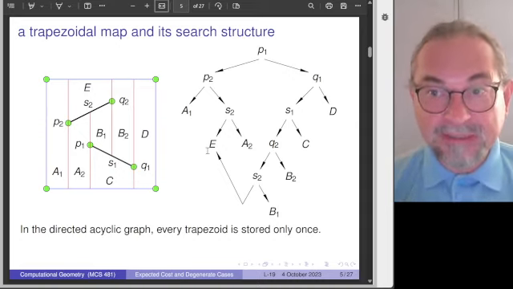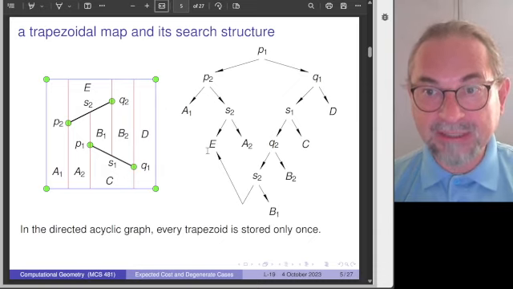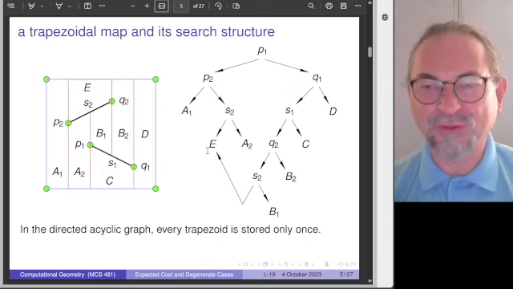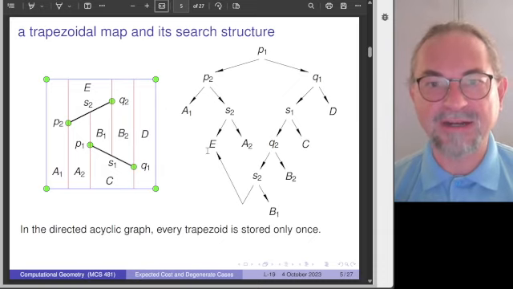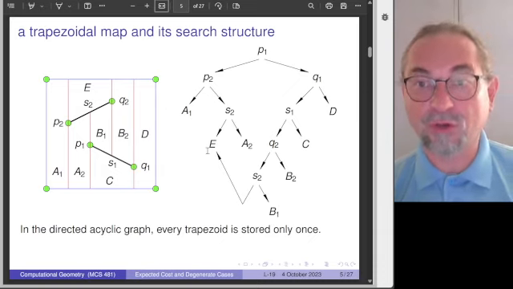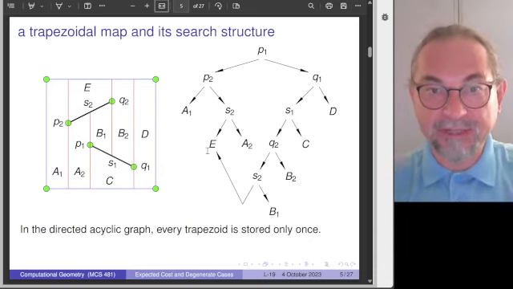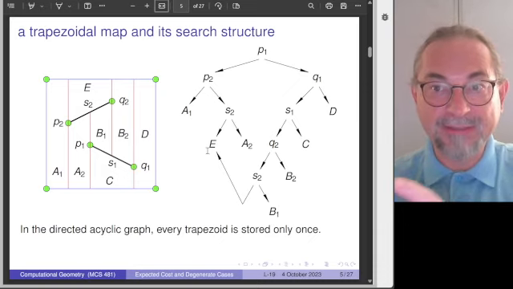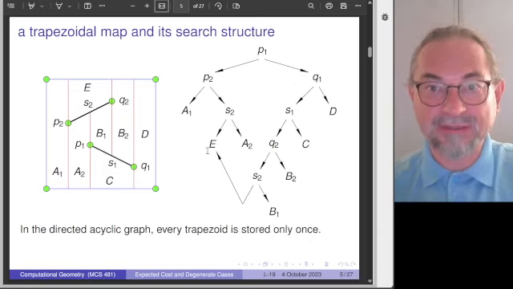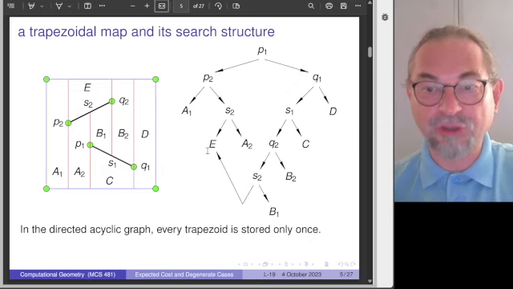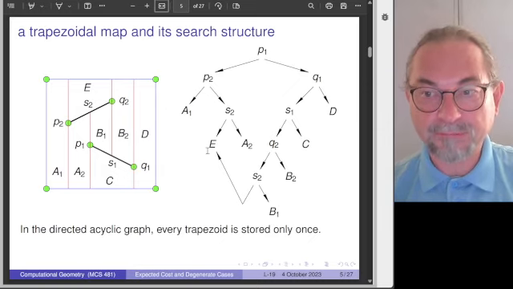We will see that the storage cost is linear also in the number of edges. Actually, we proved this also in the previous lecture, that the total storage cost is linear for this entire data structure. So we have the map, our first data structure, and then we have the directed acyclic graph, which is the search structure.